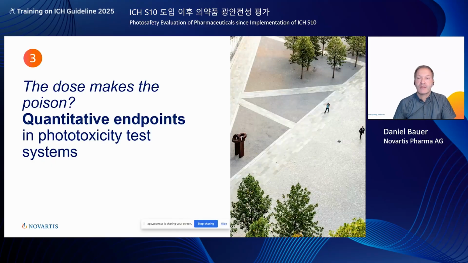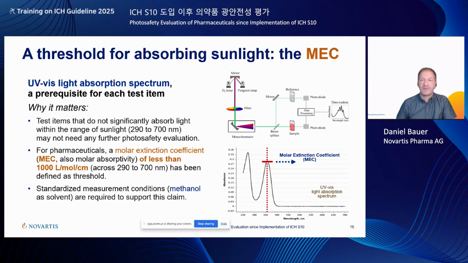So now to the two major sections of my presentation here, quantitative endpoints. And you've heard already two of them. One is the molar extinction coefficient and the other one is the PIF value, but there will be more details on this. So let's start with the molar extinction coefficient. It's also called molar absorptivity in physics and chemistry. And it's the normalized absorption property of a molecule.